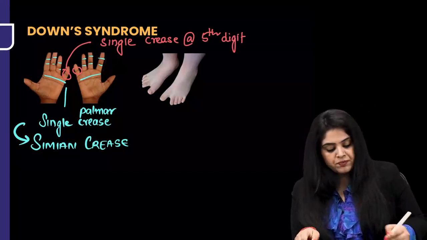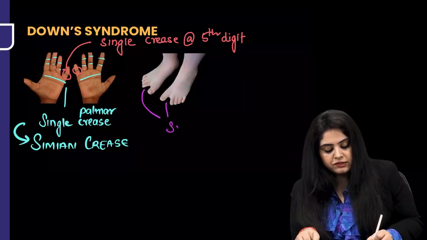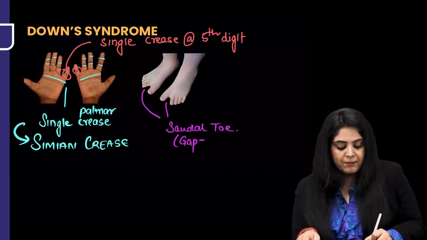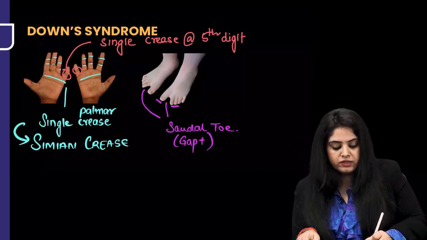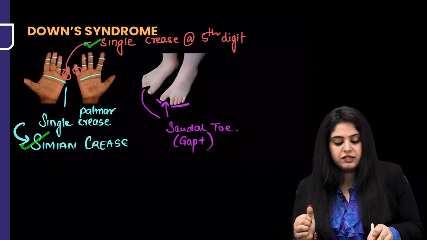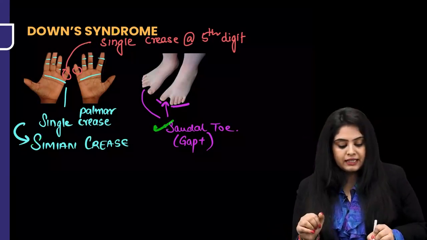What about their toe? You can see the gap over here. It looks as if the child is wearing a sandal or a slipper. So that is known as a sandal toe. Why? Because there's a big gap that is present. Look at the great toe and look at the rest of the toes. Can you see a gap in between them? That is the sandal toe. So repeating, there is simian crease, there is single crease on the 5th digit, and there is a sandal toe.